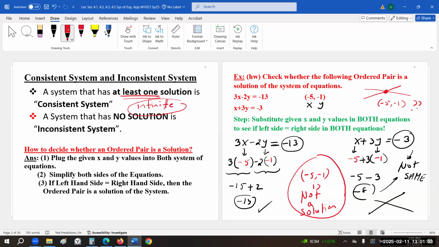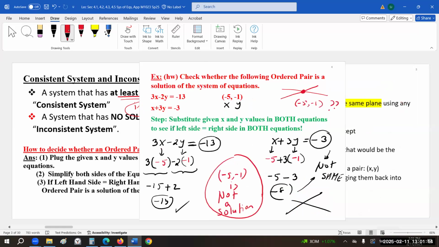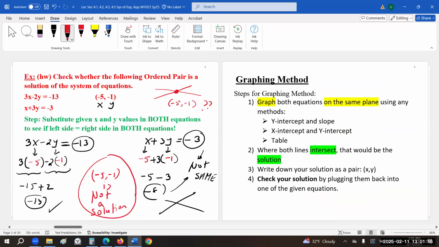Any question? Okay, then let's go to graphing method.